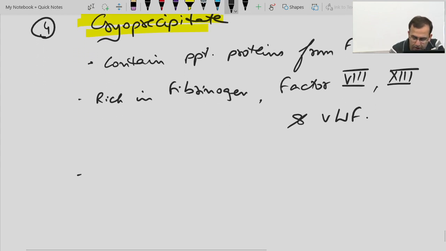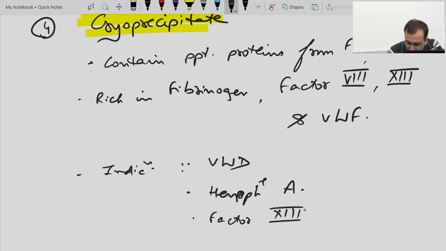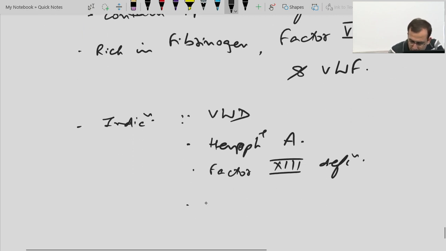So again cryo, minus 30 degrees Celsius, 1 year. I am not even writing it. Next point, indications. It is used in von Willebrand disease, hemophilia A. This is preferred in hemophilia A because it is rich in factor 8. Factor 13 deficiency, and fibrinogen deficiency.